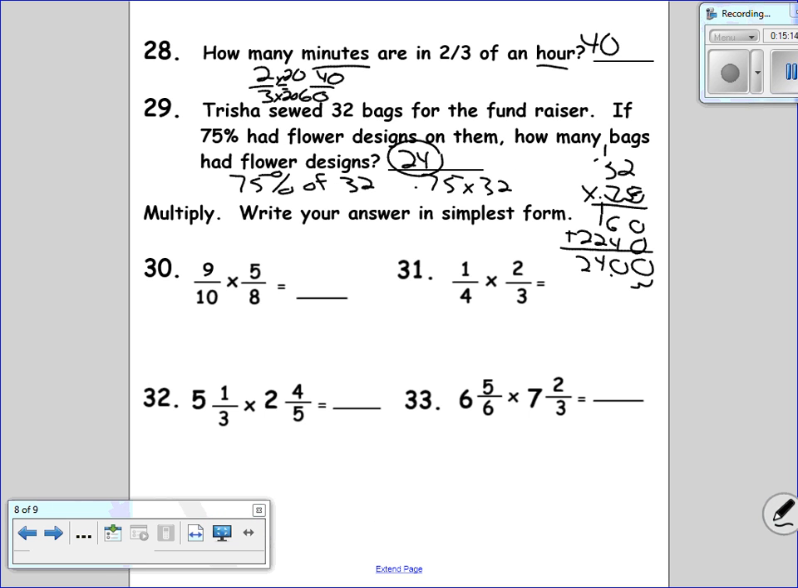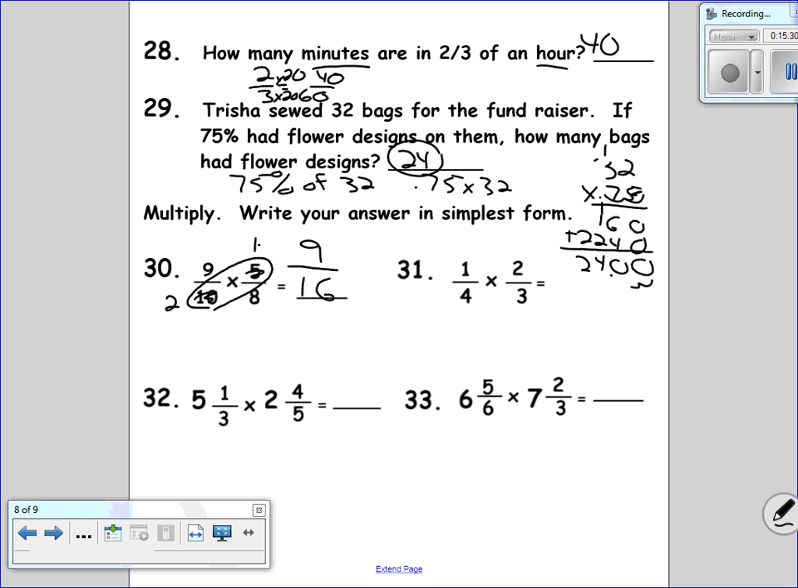Let's multiply some fractions. This is the most fun of the whole unit, in my opinion. Cross reduce. 9 and 8 cannot get cross reduced, but the 5 and 10 can. Divide by 5, divide by 5, you get 2. 9 times 1 is 9. 2 times 8 is 16. Let's keep going over here.